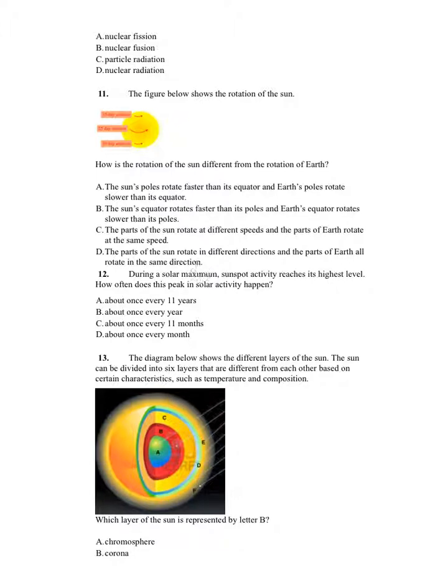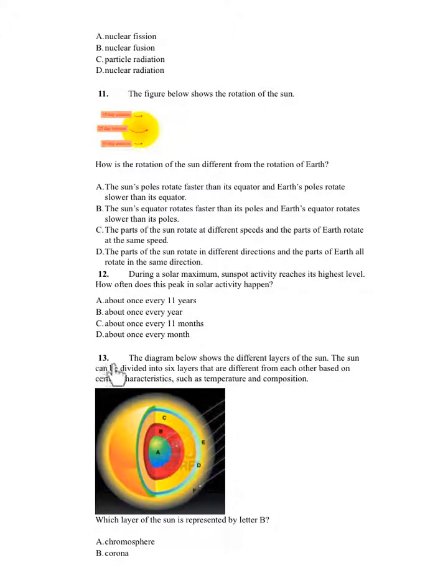Number 12. During a solar maximum, sunspot activity reaches its highest level. How often does this peak in solar activity happen? A. About once every 11 years. B. About once every year. C. About once every 11 months. D. About once every month.